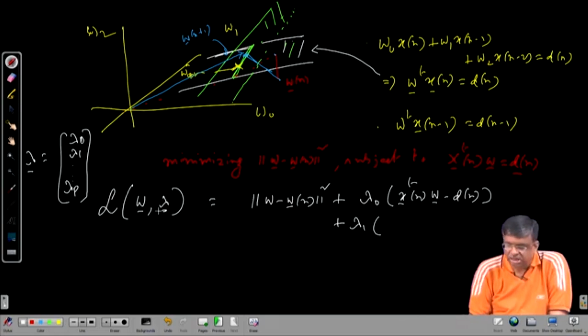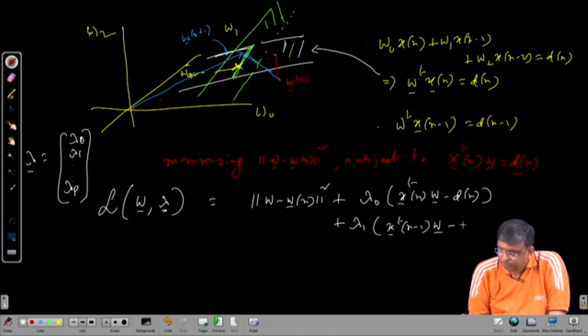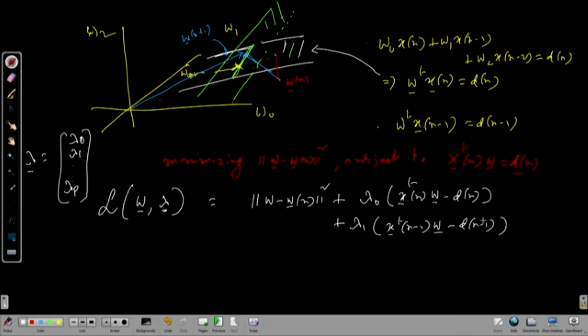Because you see, if I differentiate this with respect to lambda 0 and equate to 0, all other fellows will disappear, only this will remain and that will equate to 0. So, that condition will be satisfied. If I differentiate this with respect to lambda 1, then this quantity will result and that will be equated to 0, others already disappear. Okay. So, the next constraint will be satisfied, so on and so forth, plus dot dot dot, last one is lambda p x transpose, all right. So, this I have to minimize.